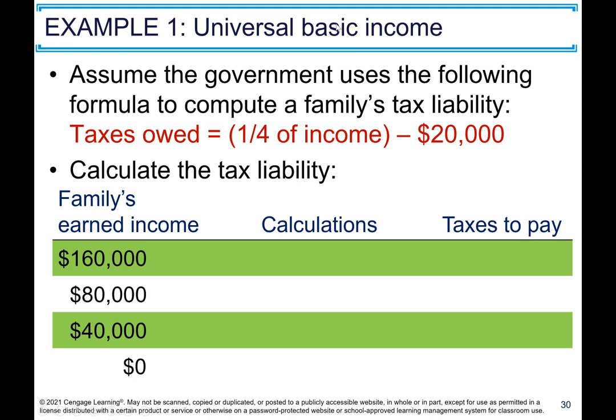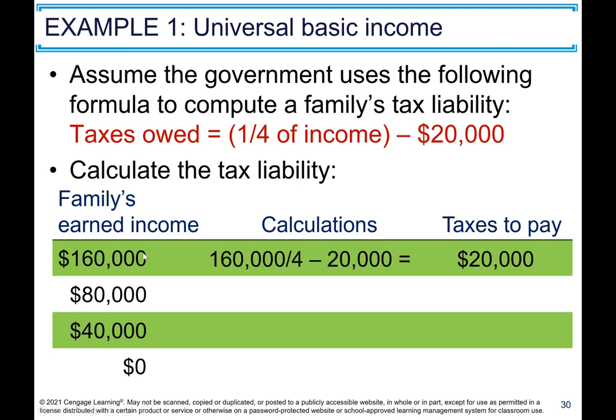Example 1, universal basic income. Assume the government uses the following formula to compute a family's tax liability: taxes owed equals 1/4 of income minus 20,000. Calculate the tax liability for families with earned income of $160,000, $80,000, $40,000, and 0.